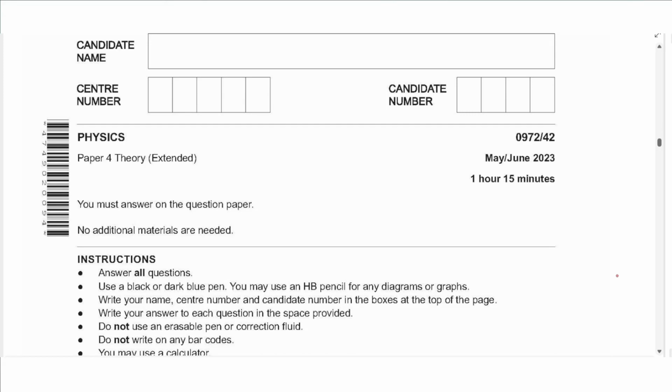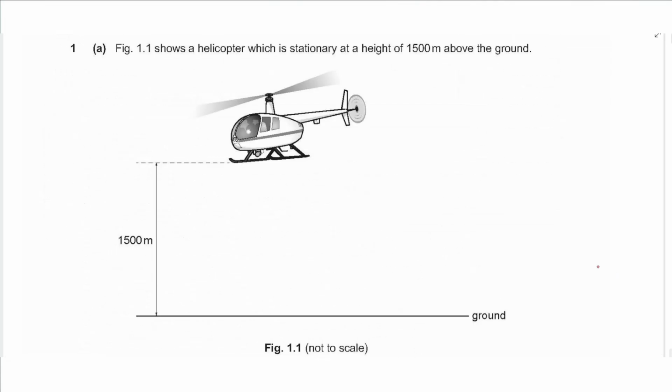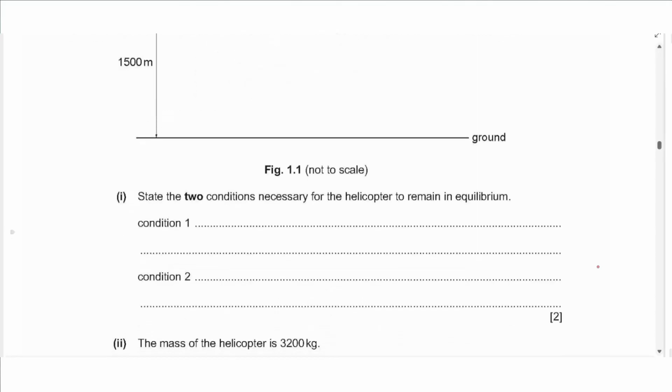In this video I will be solving the paper 4 exam for May-June 2023 variant 2. So let's get started. Question 1a says figure 1.1 shows a helicopter which is stationary at a height of 1,500 meters above the ground. State the two conditions necessary for the helicopter to remain in equilibrium. That would be no resultant force and no resultant moments, or clockwise moments equal anti-clockwise moments.